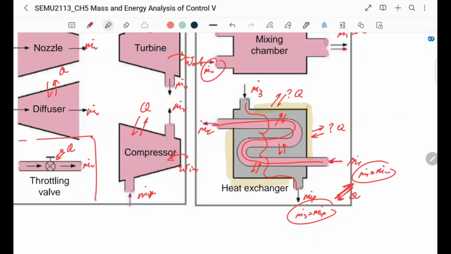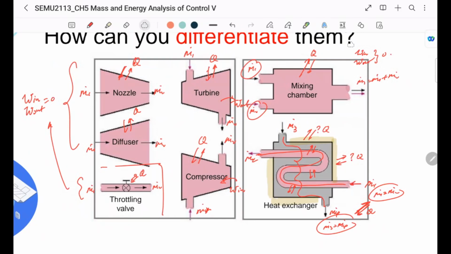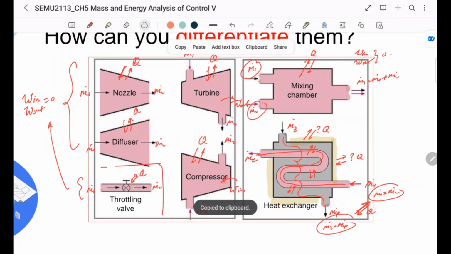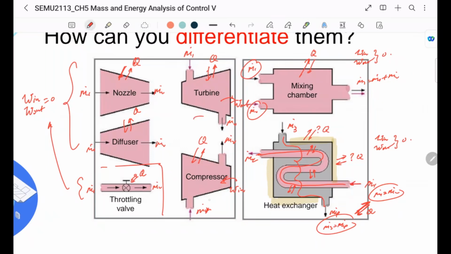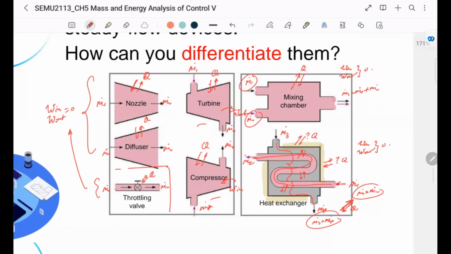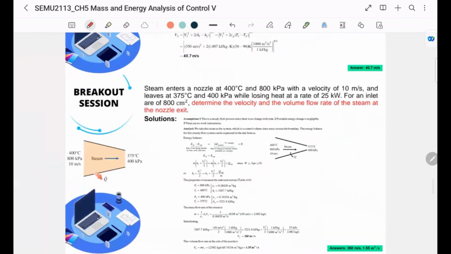And usually, not usually, pretty much all the time, a heat exchanger doesn't have work transfer. So really only turbine and compressor have a work transfer. The rest of them have no work transfer at all. All of them are open systems, so all of them have mass exchange. So that's how we differentiate between all these devices. And the example I'll leave you to try.